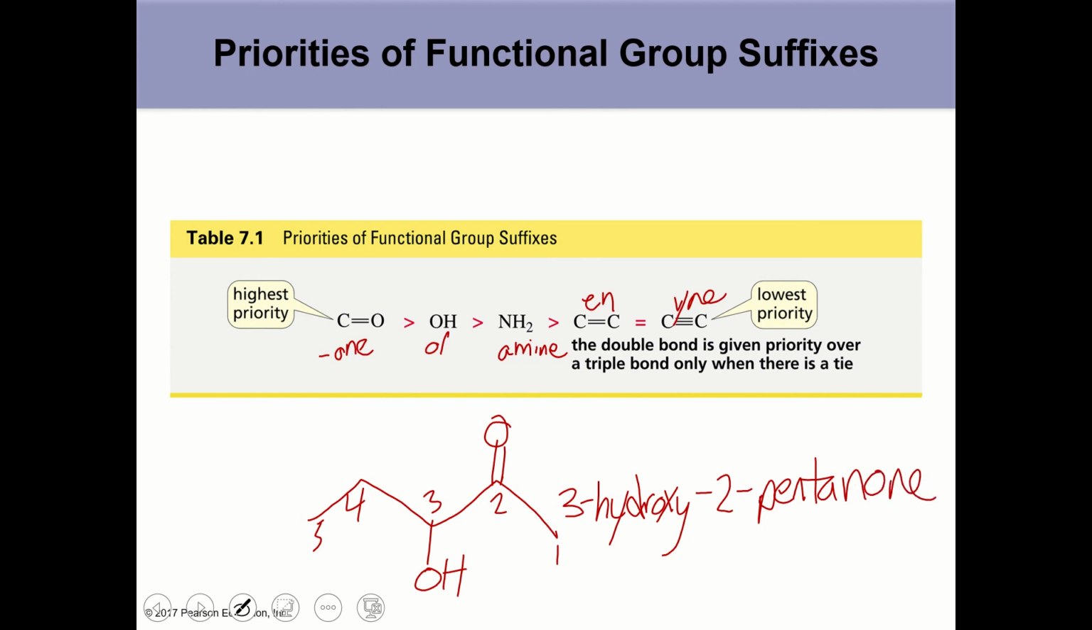3-hydroxy-2-pentanone. Okay? So all carbonyl molecules, all molecules containing a C=O, are going to be a higher priority than alcohol. And there are a lot of C=O molecules. We have aldehydes, ketones, carboxylic acids, esters, amides. All of these molecules contain a C=O group or a carbonyl group, and they're all higher priority than alcohol. But we'll look at naming those molecules later as we come across making them.